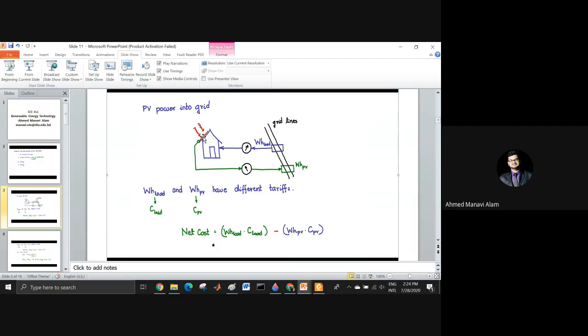But suppose in your rooftop you have PV modules. From these PV modules you are generating PV power or solar power. If you look at the green line, you can see you are providing power to the grid lines. That is WHPV. WH load means the power you need for your household works. WHPV means the power you are giving to the grid lines. These are two things.